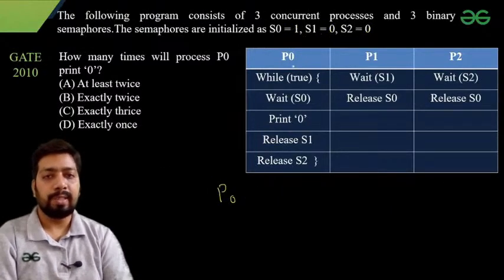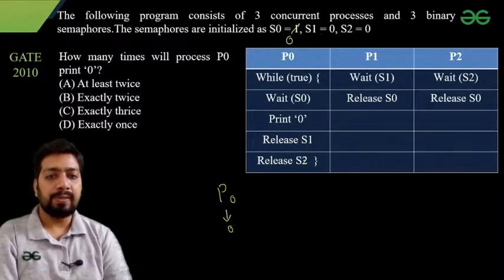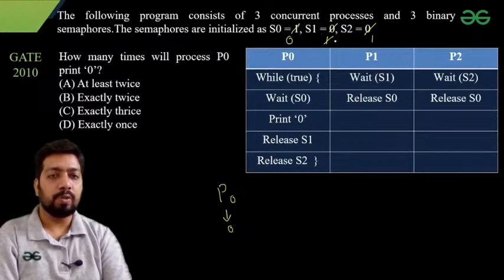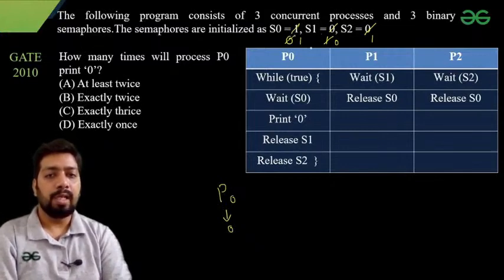Let's solve another sequence. Initially, P0 can be executed. So wait of S0, that means the value goes from 1 to 0. And after that, it is printing 0, so 0 is printed. And after that, release S1 and S2. So the value of S1 is 1 and the value of S2 is also 1. Now suppose P1 gets the CPU first. It will decrement the value of S1, so S1 goes to 0, and it will release S0. So S0 is 1 now.